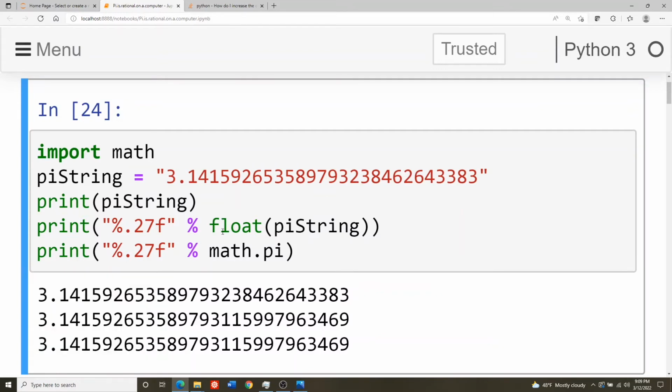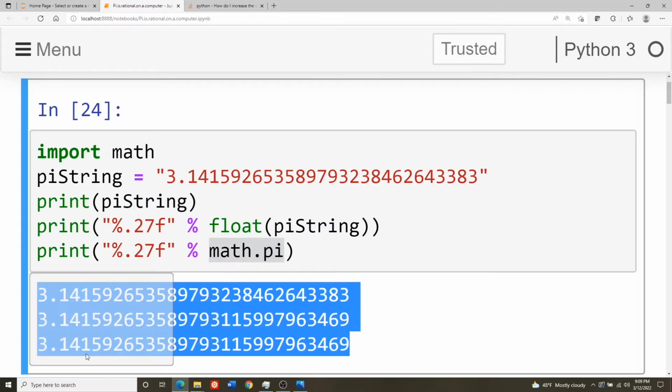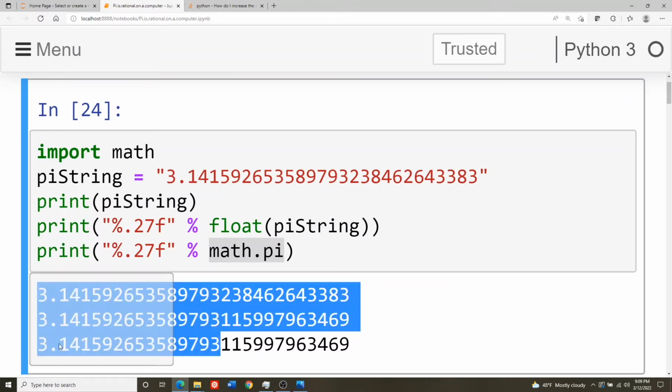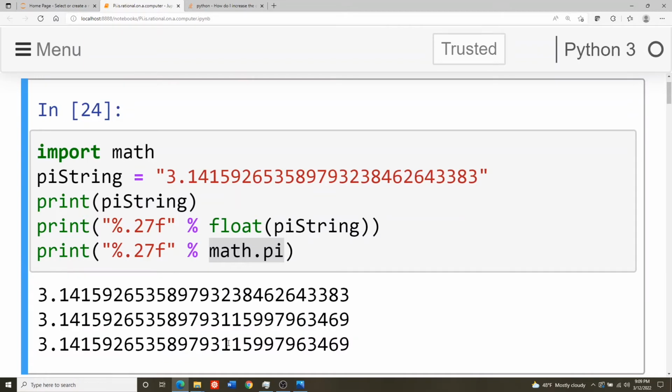This next line is converting that number to a floating point. See how it disagrees. I'm just making this a float, and it already disagrees in these digits. And the third line is what the computer thinks math.pi is. Because you can only get 16 decimal digits, we see that it's good for the first 16 digits, and then it's wrong after that.